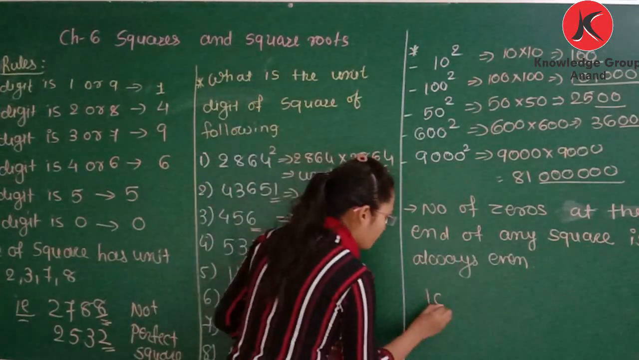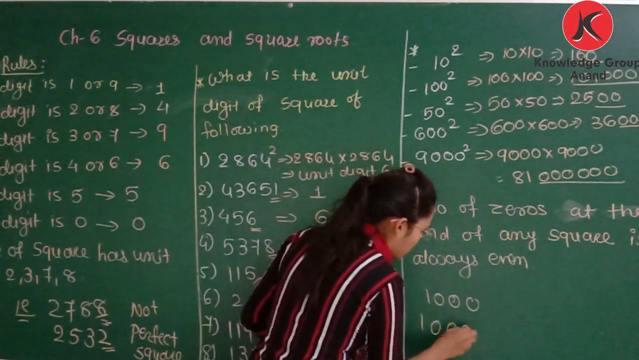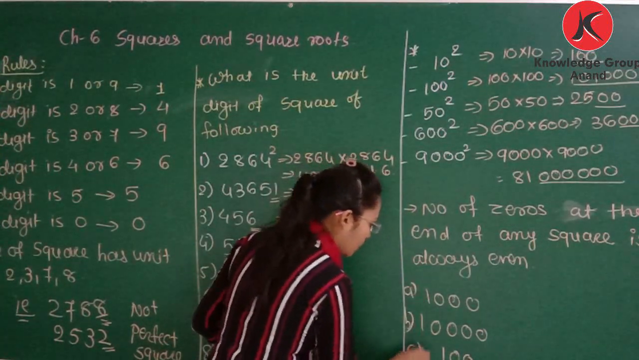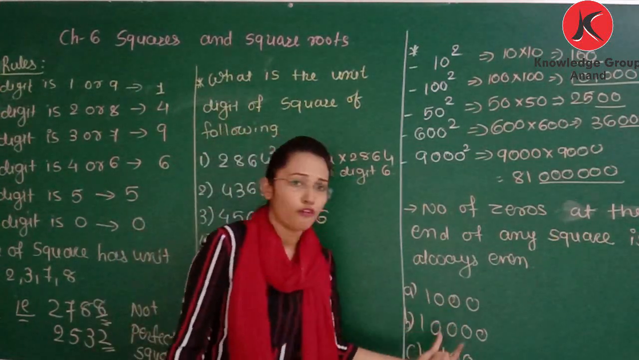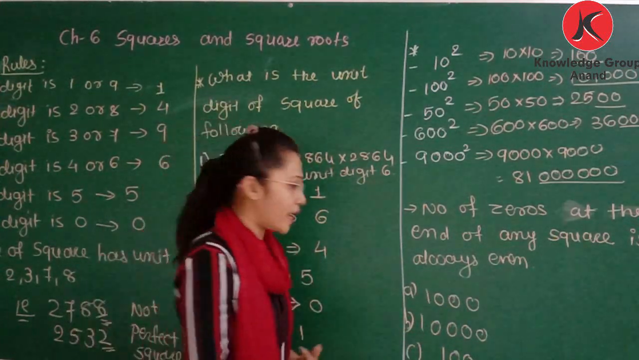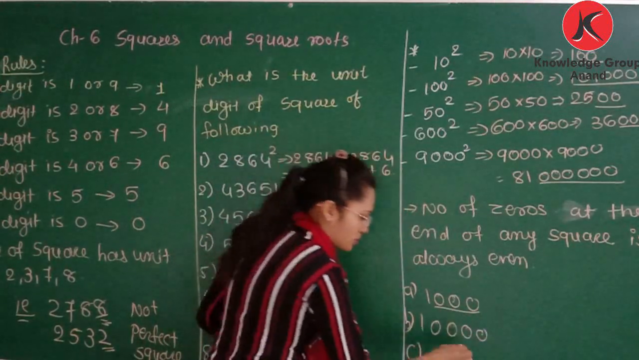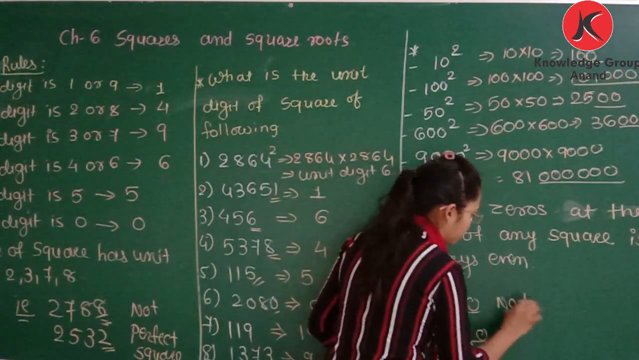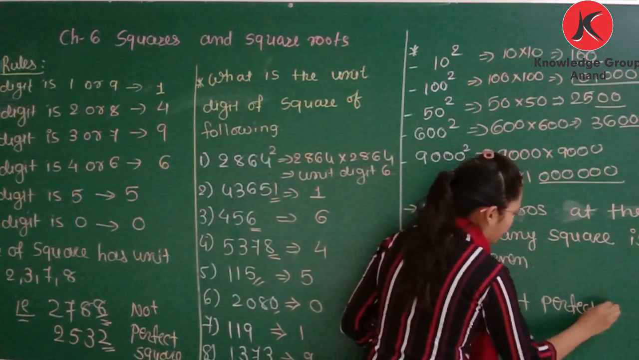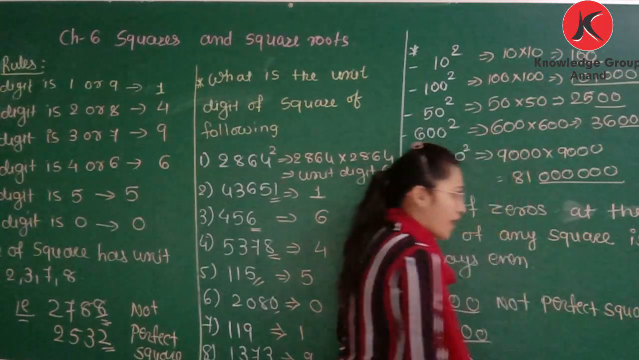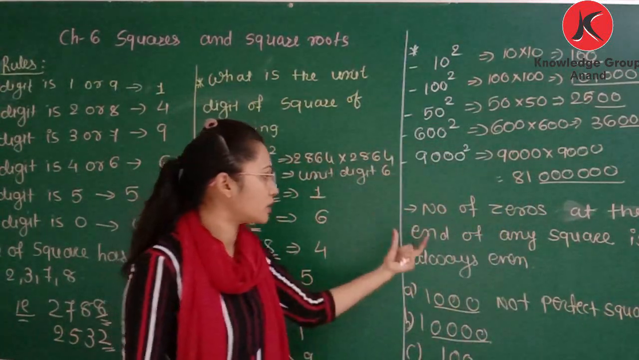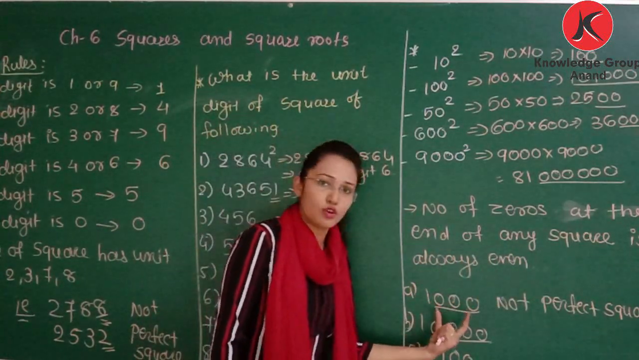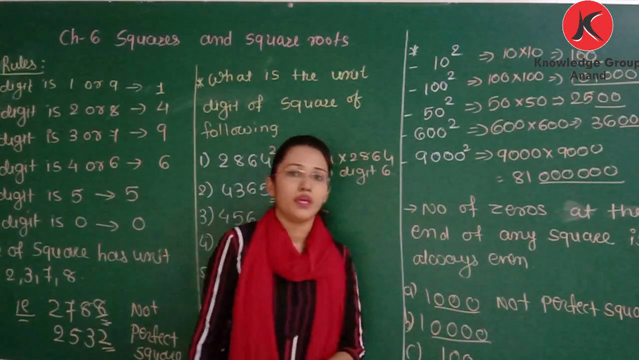So in question, this kind of question can be asked that which of the following number is not a perfect square. So the option can be like this. Now to find which of the following number is not a perfect square, you need to count the number of 0. Here number of 0 is 3, here 4 and here 2. So 3, that is not a perfect square. Why? Because number of 0 for any square number at the last will be always even. So here 3 means it is odd, so it cannot be a perfect square.